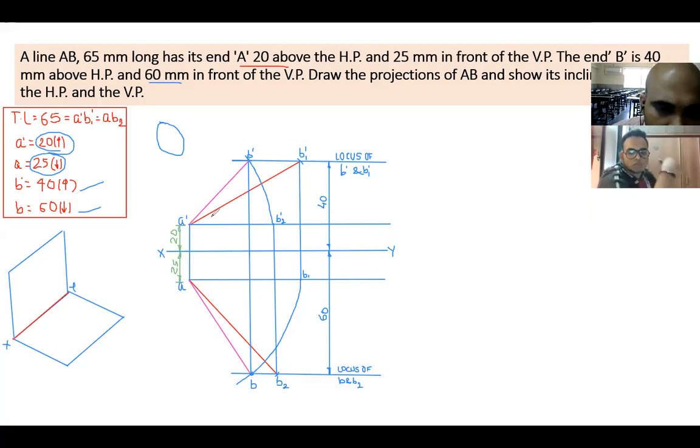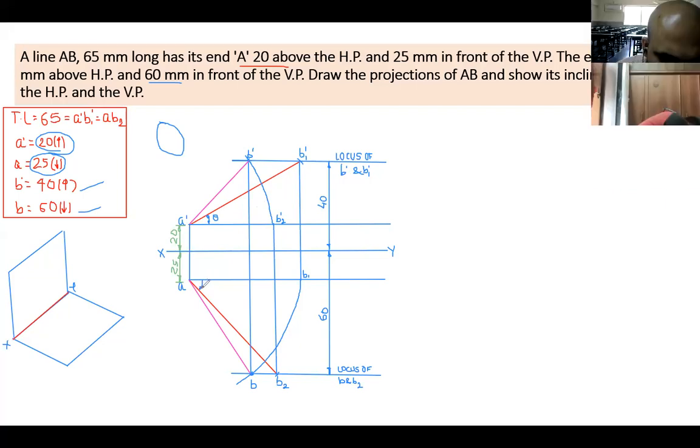Now rest of you, what you have to do is make a small arc here, and give it arrowheads too. This will be your theta. A dash B1 dash will be having the inclination as theta. Similarly, A and B2 will be having the inclination of phi.